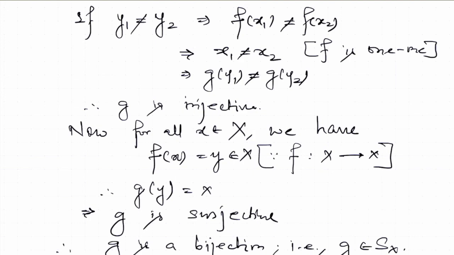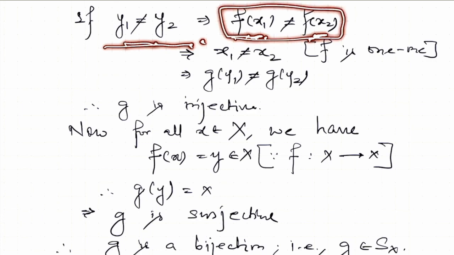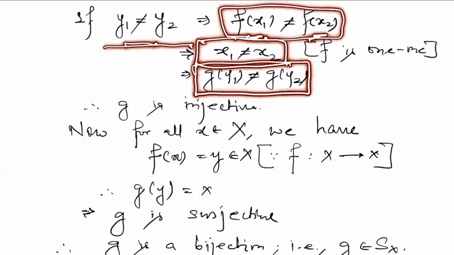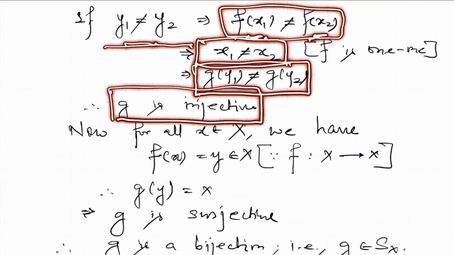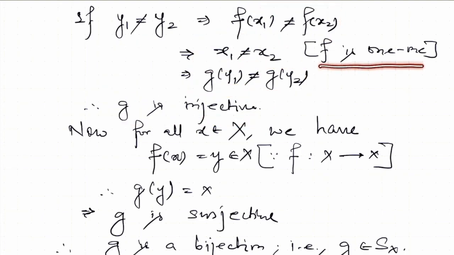In order to show that g is a 1-1 function, we take two distinct elements of set Y. Suppose y1 is the pre-image of x1 and y2 is the pre-image of x2, then f(x1) is y1 and f(x2) equals y2. Since f is 1-1, x1 is not equal to x2, and hence g(y1) is not equal to g(y2). Thus g is an injective function. We have used the property that f is 1-1 to obtain x1, x2 from this f(x1) not equal to f(x2).